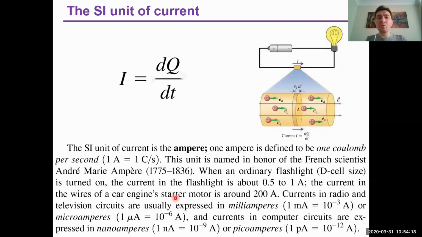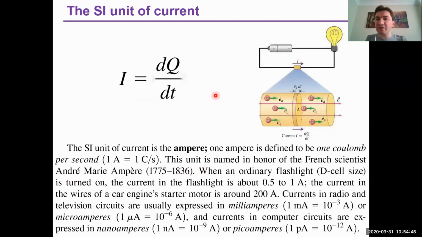Now, what is the unit of current? The SI unit of current is ampere. You know the unit of charge is coulomb, and this is second, right? Coulomb per second. 1 amp is equal to 1 coulomb per second. And the name comes from the French scientist, Henri-Marie Ampère.